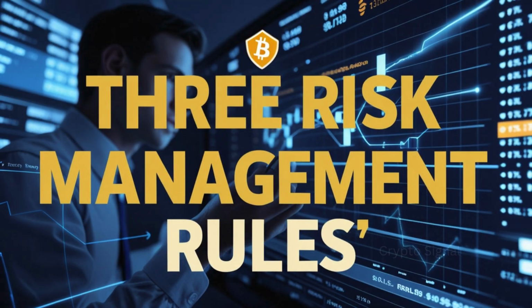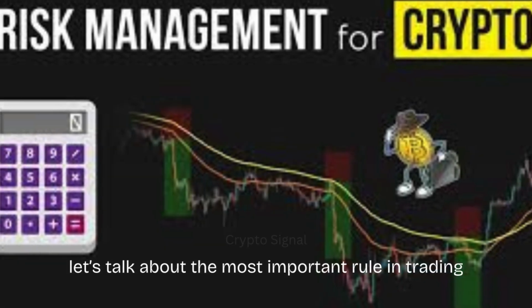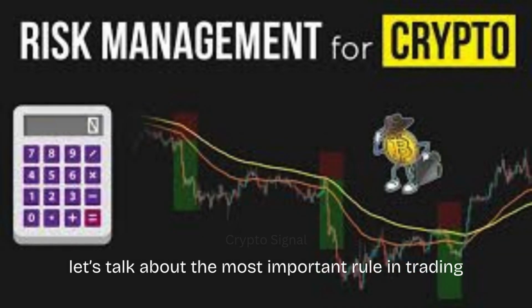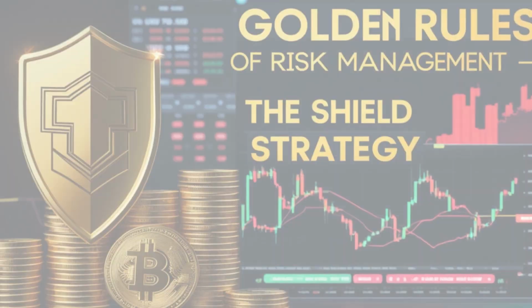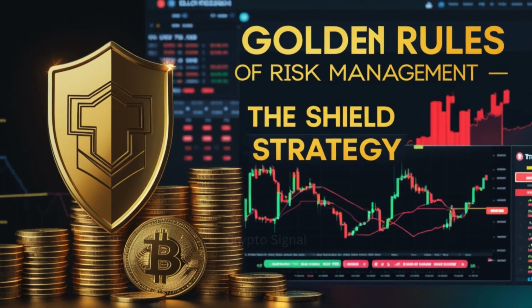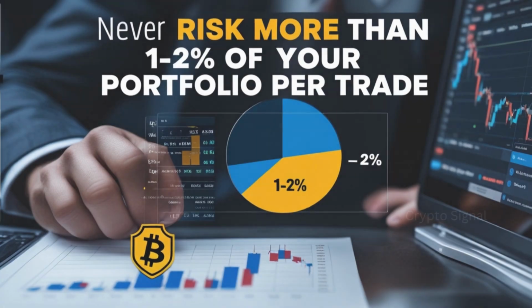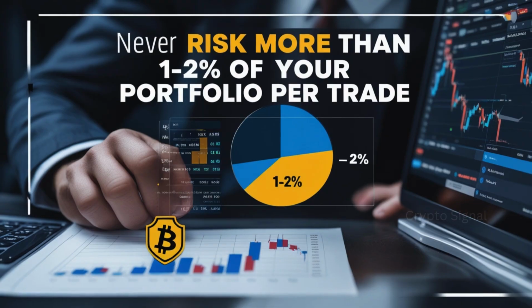Three risk management rules. Now let's talk about the most important rule in trading: risk management. No matter how good your strategy is, you need to protect your capital. Golden rules of risk management, the shield strategy. Never risk more than 1 to 2% of your portfolio per trade.